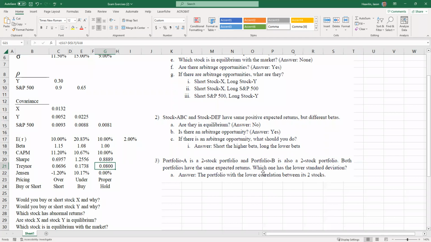So we have a situation where two portfolios have the same expected returns. Well, whoever has a lower correlation between their stocks, that one will achieve a lower standard deviation. That's it for this video.